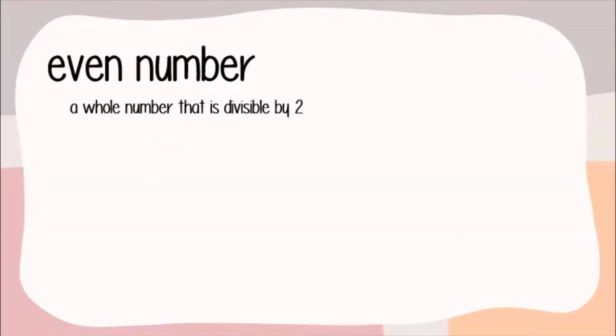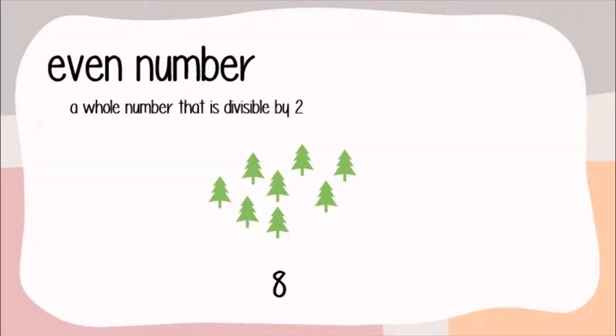What is an even number? Well, an even number is any whole number that is divisible by 2. Suppose we have 1, 2, 3, 4, 5, 6, 7, 8 trees. An easy way to check this is to divide the 8 trees into 2 groups with an equal number of trees each.